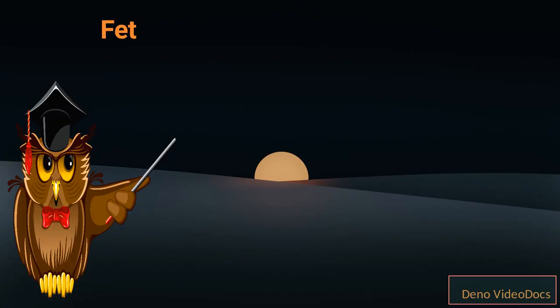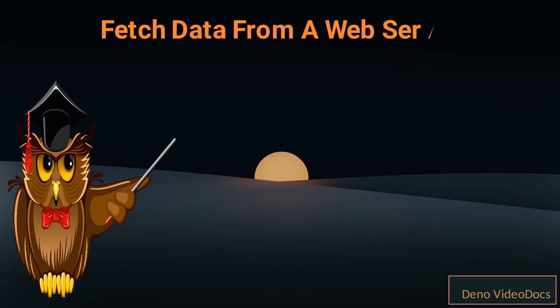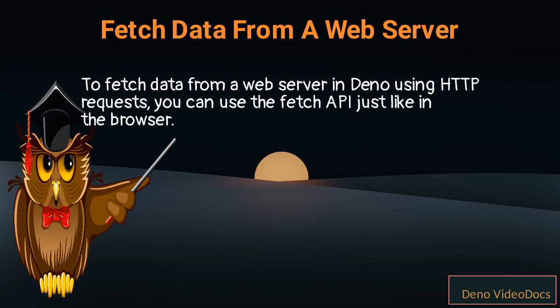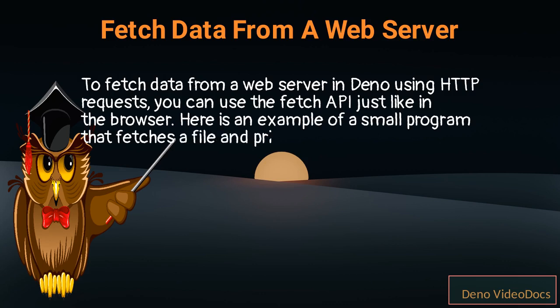How can you fetch data from a web server in Deno using HTTP requests and what is the format of a small program that does this? To fetch data from a web server in Deno using HTTP requests, you can use the Fetch API just like in the browser. Here is an example of a small program that fetches a file and prints its contents out to the terminal.